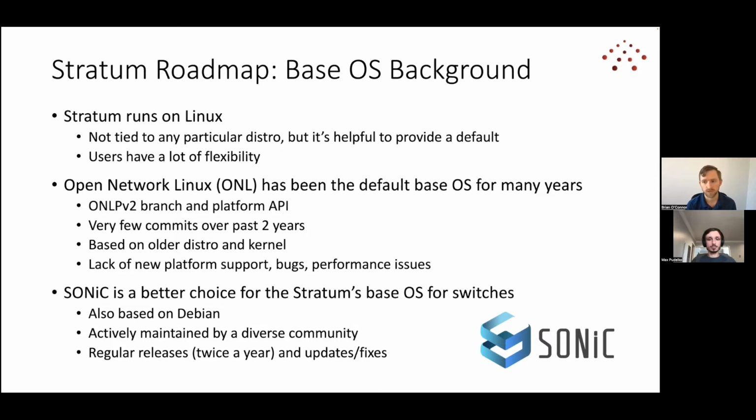We used the ONL v2 branch in Platform API, which unfortunately has fallen into a bit of a state of disrepair. There have been very few incoming commits over the past few years, and the underlying Debian distro and Linux kernel are showing their age. The main branch is a little bit better, but unfortunately not good enough for the needs of the Stratum community.